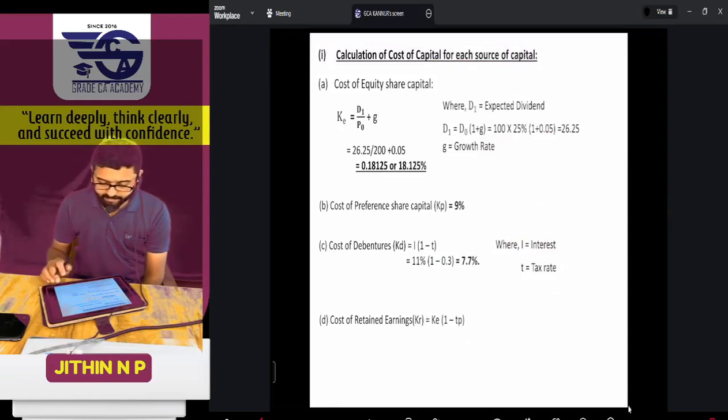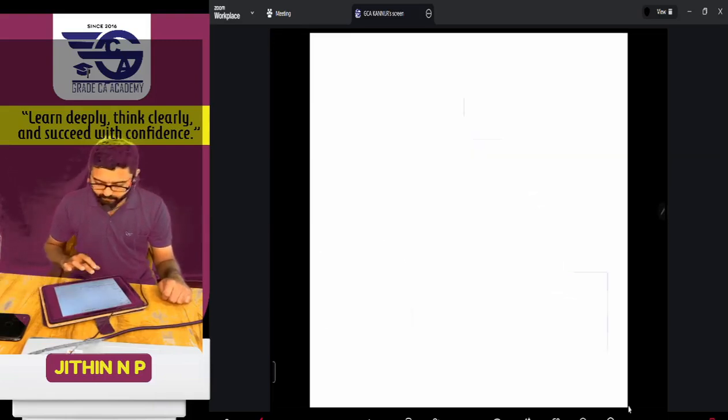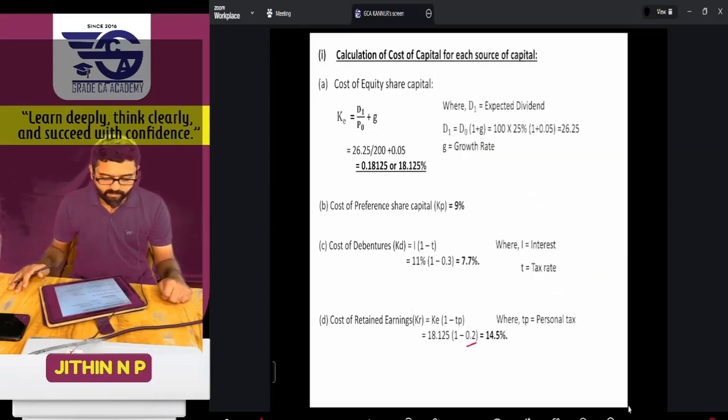But in this case, KR, here personal tax is given. In that case, KR is KE into 1 minus personal tax, that is K into 1 minus personal tax. Personal tax is 20%, 0.20. That is 14.5%. Clear?